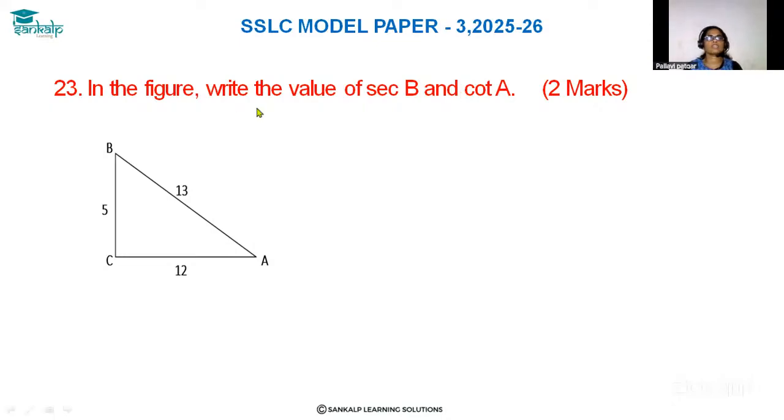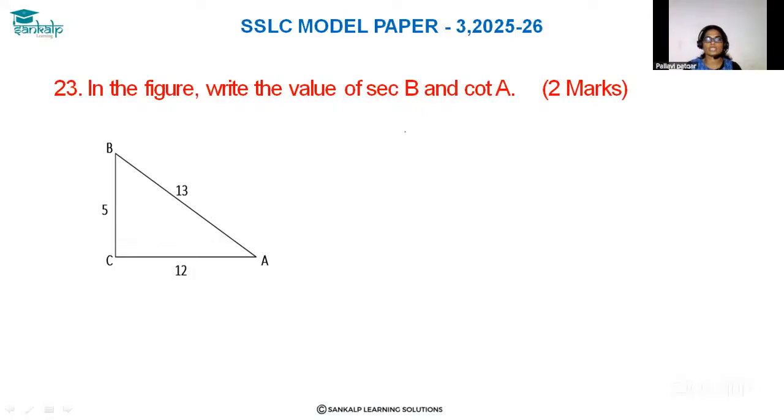Hello everyone. Look at the question number 23. In the figure, write the value of secant B and cot A. Okay. So here, in a right angle triangle, trigonometric ratios.